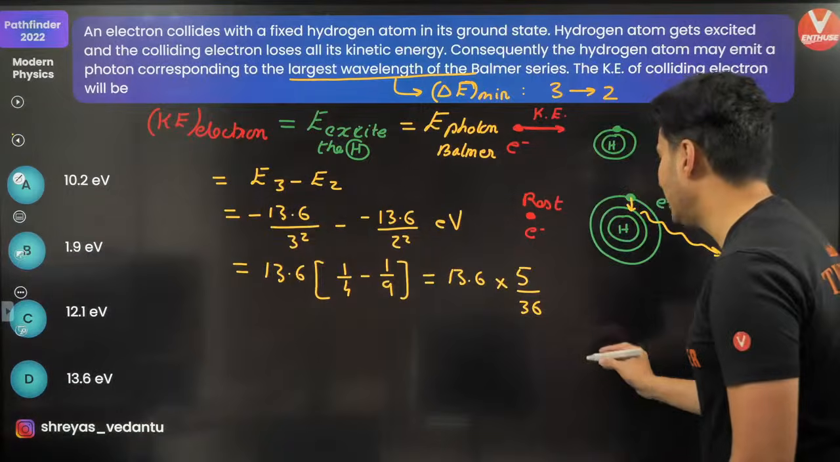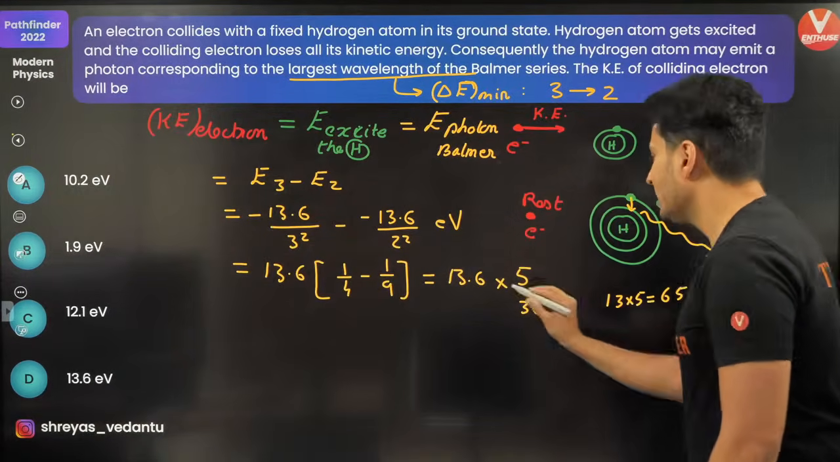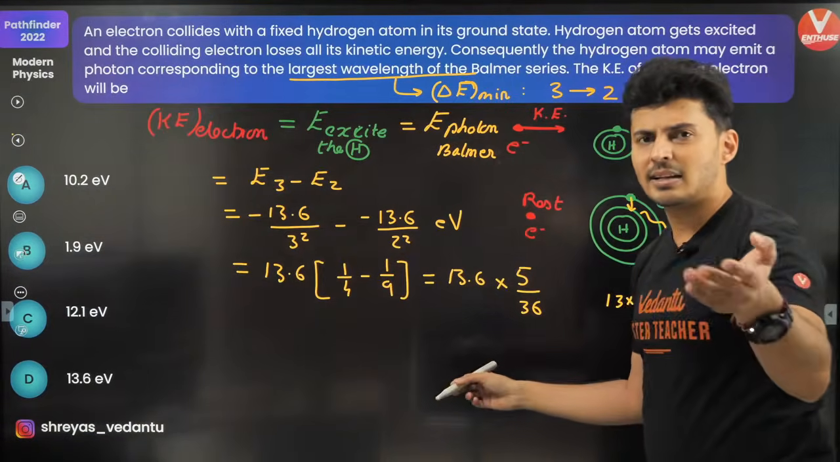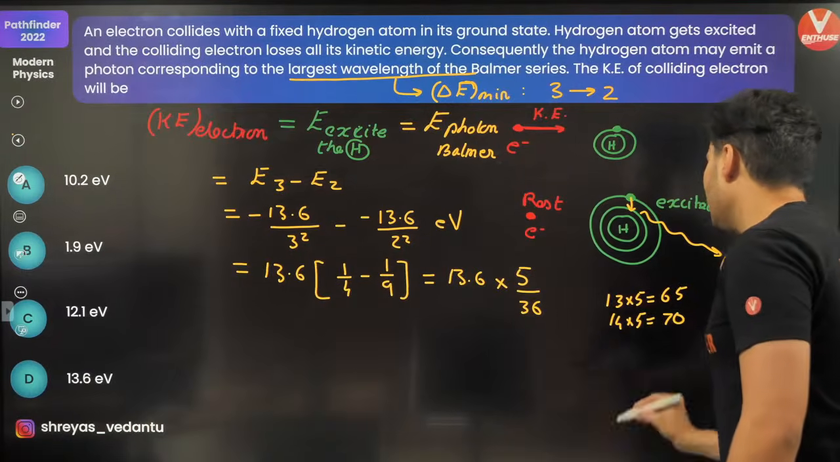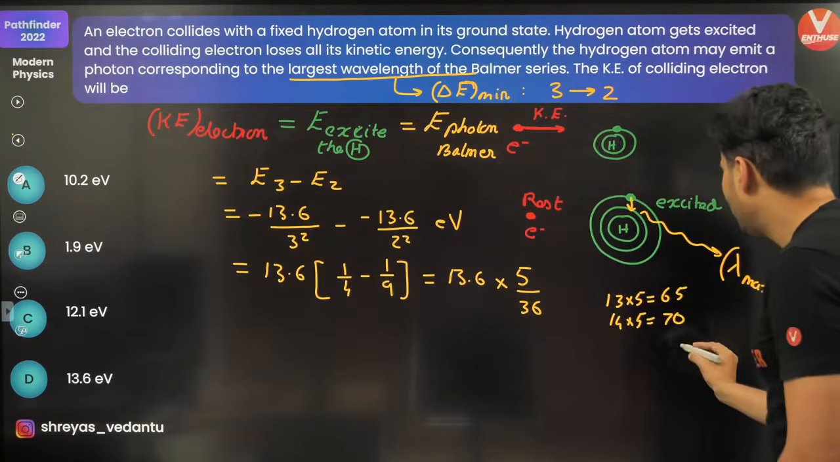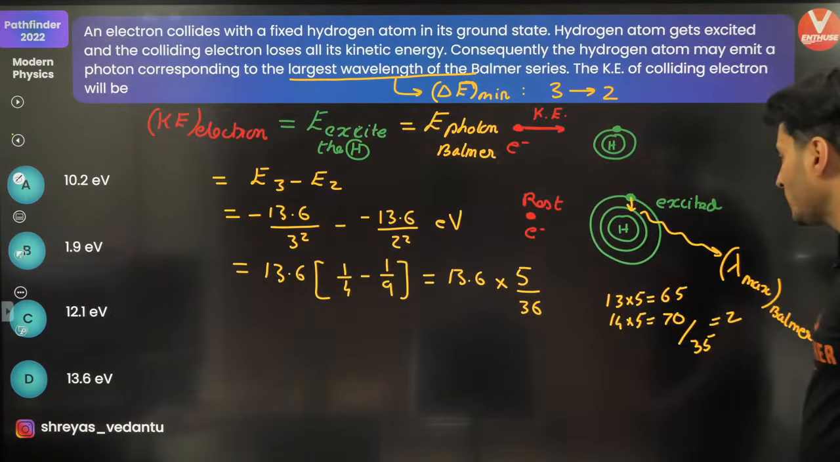13 5s are 65, right? So 13 5s are 65. 13.6, so the next higher number is 14. 14 5s are 70. Now, if I divide 70 by 35, I will get 2.